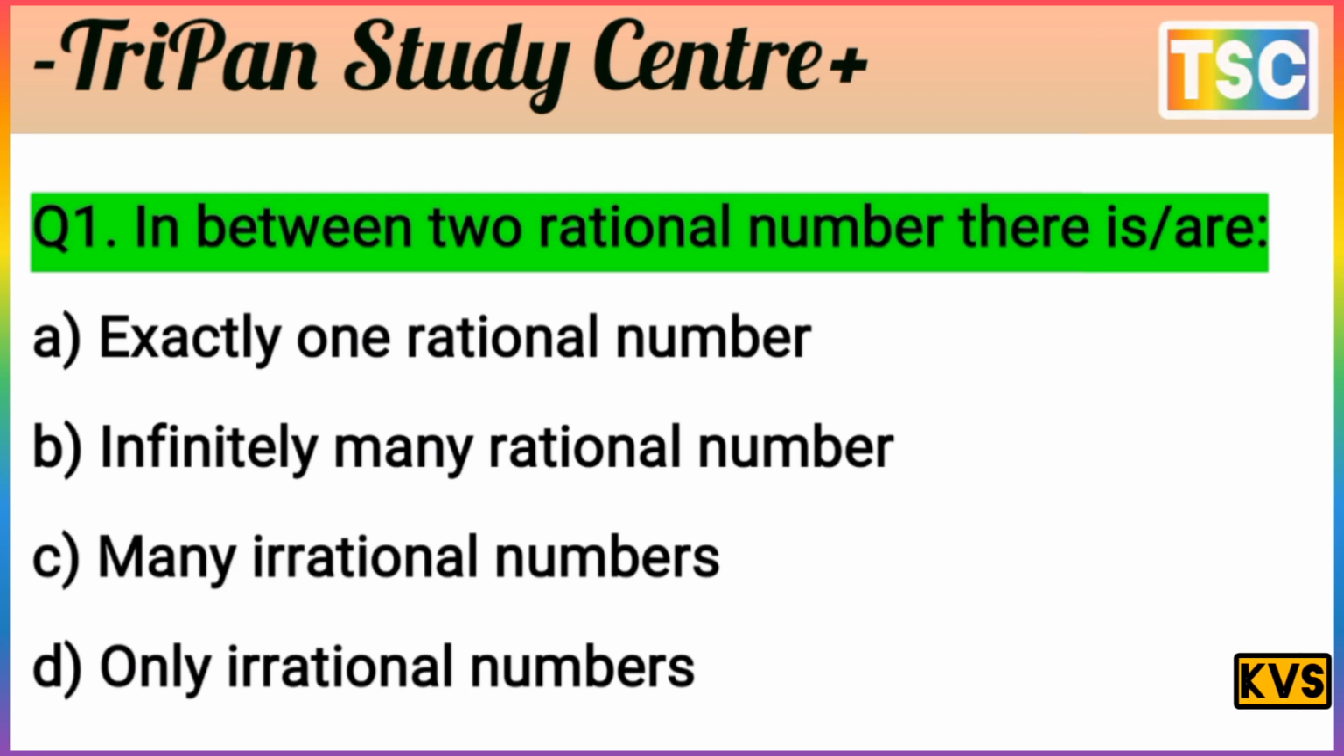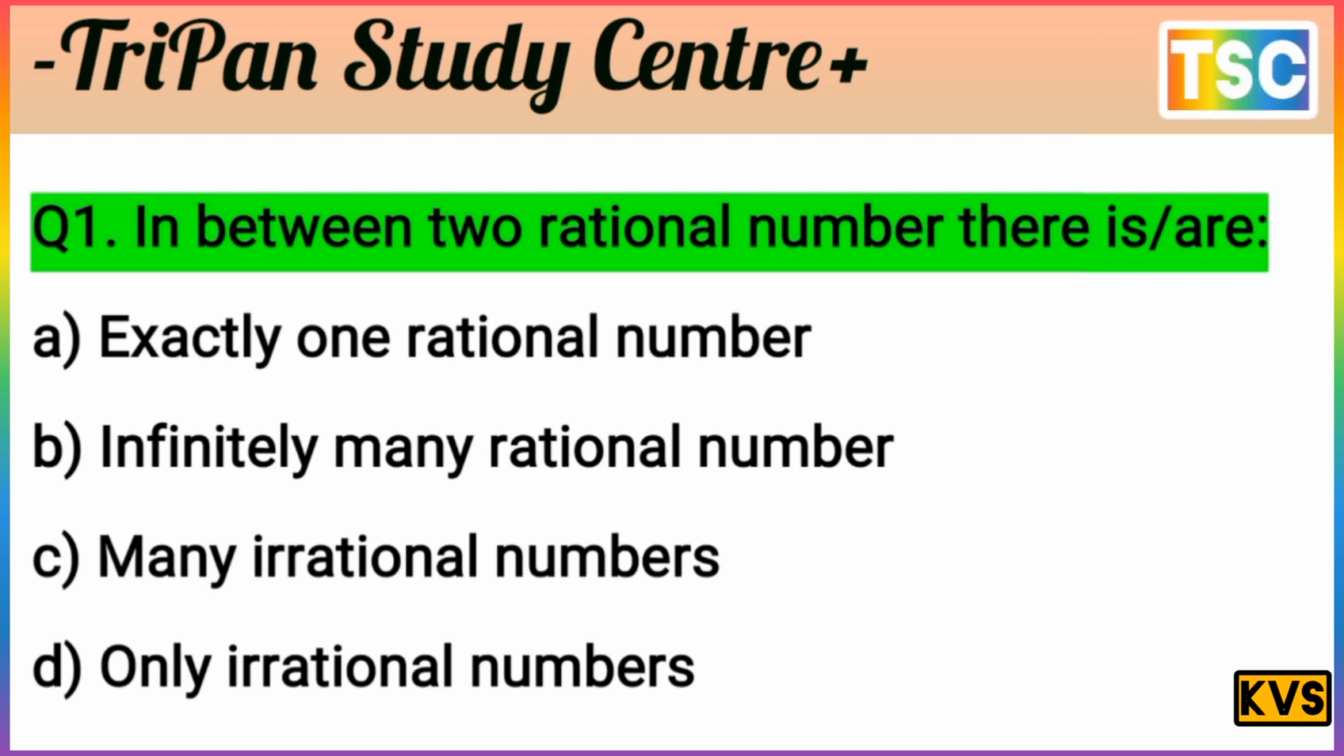But first of all, test your knowledge. I give you a few seconds. You must have a thought of your answer. Let's see what the answer to this question is. The question is clear: in between two rational numbers, there is R.